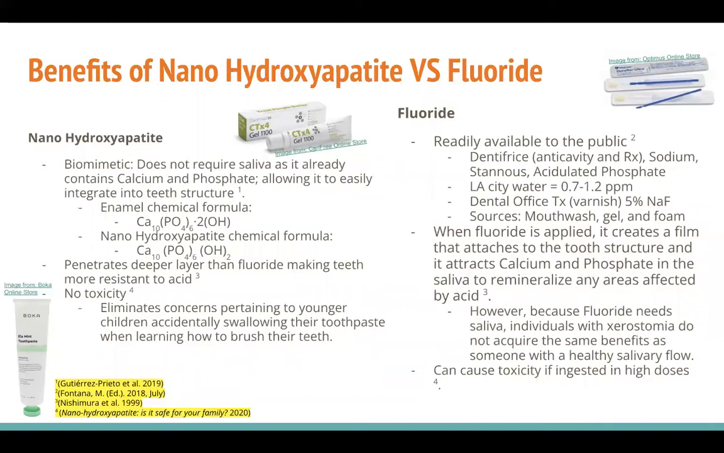So some of the differences between nanohydroxyapatite and fluoride is that nanohydroxyapatite, being biomimetic, does not require saliva as it already contains calcium and phosphate, allowing it to easily integrate into tooth structure. One of the major things is that it penetrates deeper layers than fluoride, making the teeth more resistant to acid. It also doesn't have a toxicity level, whereas fluoride has a toxicity level if it's ingested in higher doses. Fluoride is applied and creates a film that attaches to the tooth structure and attracts calcium and phosphate in the saliva to remineralize any areas affected by acid.